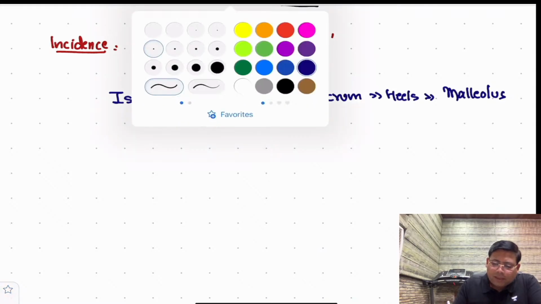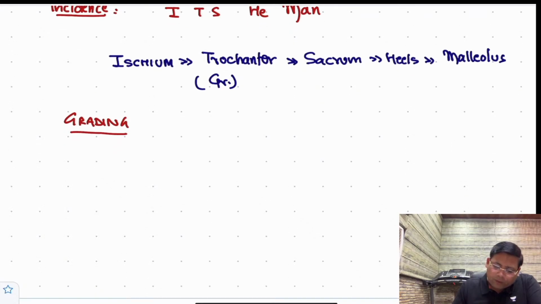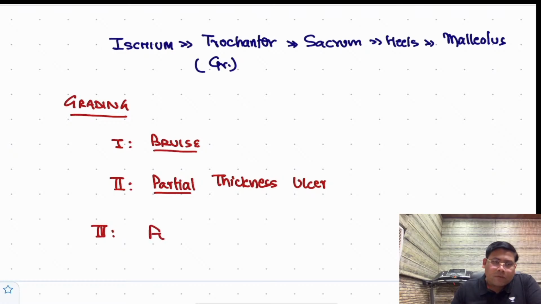Next is, what is the grading? Now grading is also very important. When we talk about the grading, as this question is on the grading, grade 1 is merely the presence of what? Bruise. So there is bruise, this is grade 1. What is grade 2, students? This is again important. This is partial thickness ulcer. Then we have, what is grade 3? This is full thickness ulcer. So we have partial thickness, and then we have full thickness ulcer.